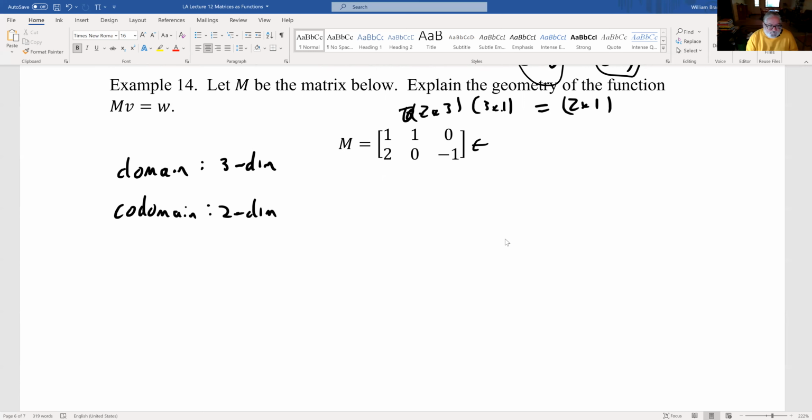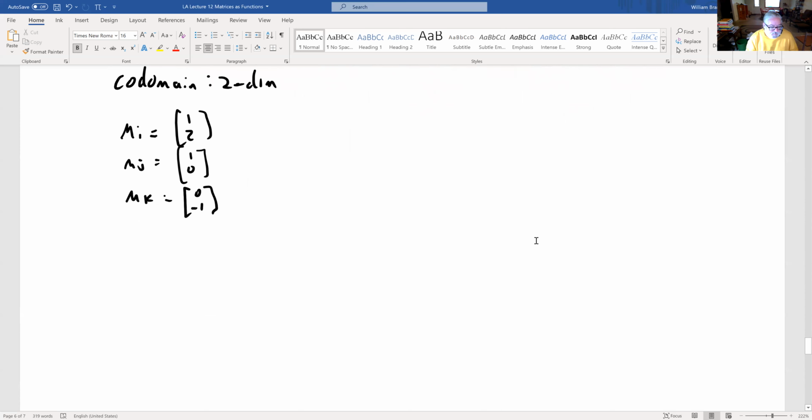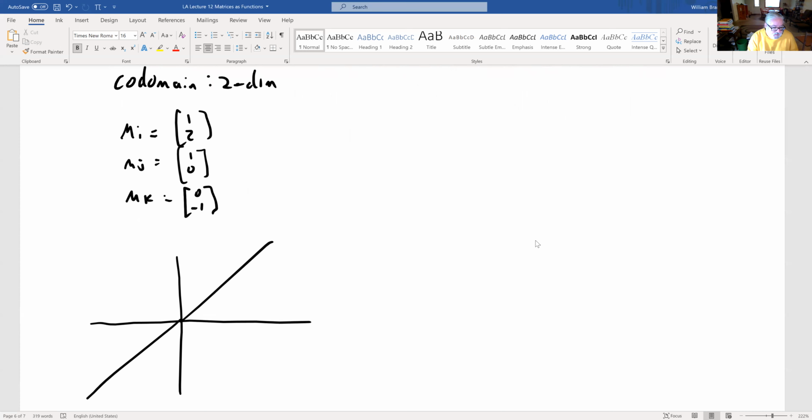So M times I is 1, 2. M times J is 1, 0. And M times K is going to be 0, minus 1. So if we think about this in terms of 3 dimensions, this is our domain. We're starting with I, J, and K in 3 dimensions. And the function is actually going to map them down to 2 dimensions.